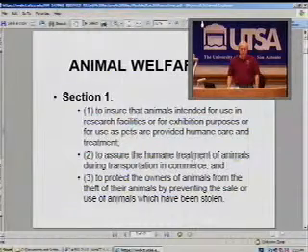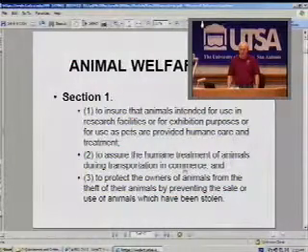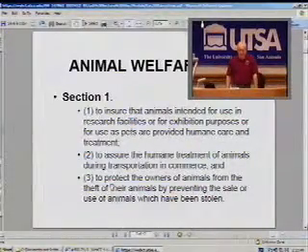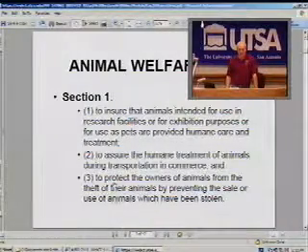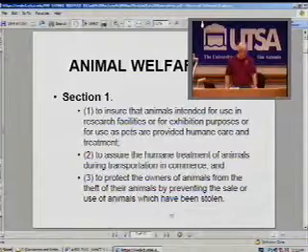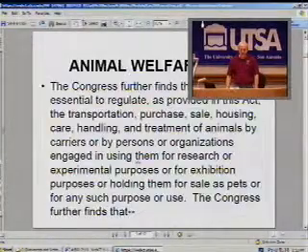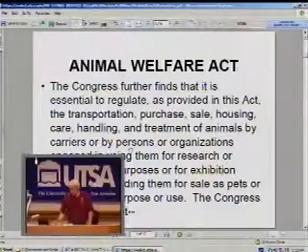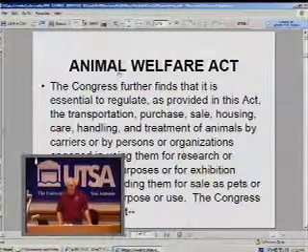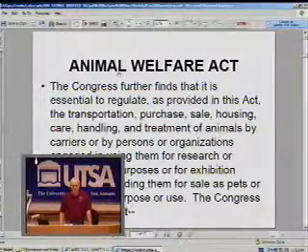So second, to assure the humane treatment of animals during transportation in commerce. And remember, research animals are part of commerce as well, not for consumption, but certainly, well, for consumption as far as using them in research, but not for ingestion, let's say. So third, to protect the owners of animals from the theft of their animals by preventing the sale or use of the animals which have been stolen. So these become very important issues in our society and the world society. So it's essential that we take care to honor and respect these aspects of the Animal Welfare Act.